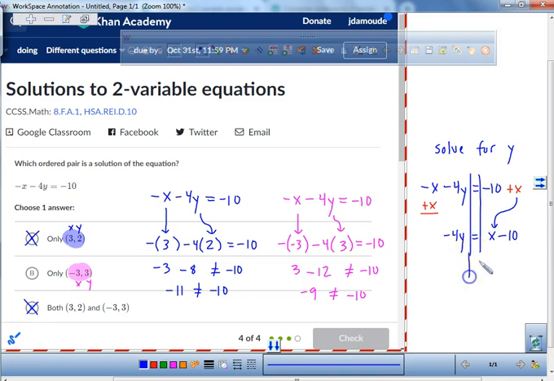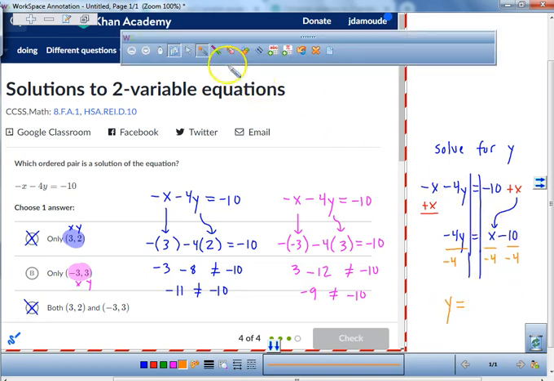Now we have to divide by a number. Does anybody know what number we'd have to divide every single little thing by? Yes, negative 4. Not just a 4, but a negative 4. So we can divide everything by a negative 4. Why is this important? Because now it's y equals.